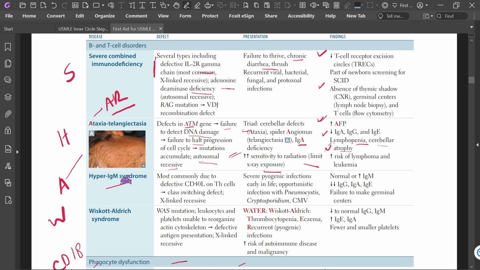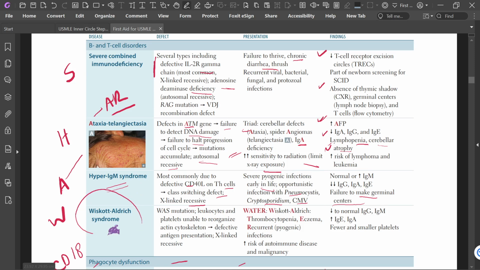Next is hyper IgM syndrome, most commonly due to defective CD40 ligand on T helper cells. There is a class switching defect, and it is X-linked recessive. There is severe pyogenic infection early in life, and opportunistic infection with Pneumocystis, Cryptosporidium, and CMV. In hyper IgM, IgM is high, other immunoglobulins are decreased, and there is failure to make germinal centers.